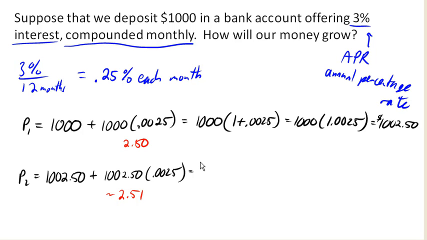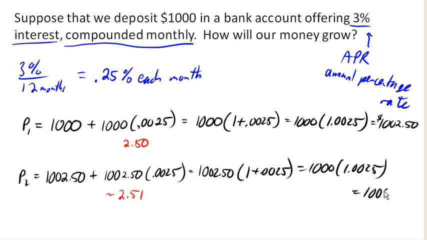Again, we could factor out the $1,002.50 here, leaving me with 1,002.50 times 1.0025, and I end up with $1,005.01. So I've earned a little bit more money this time. Notice the general pattern here. Oh, and I have a typo here. I'm sorry, I'm going to go correct this really fast. That was not 1,000. That was supposed to be 1,002.50 that we're multiplying by that.